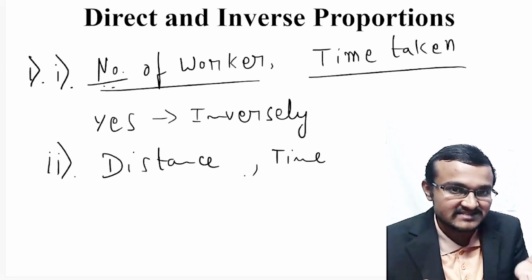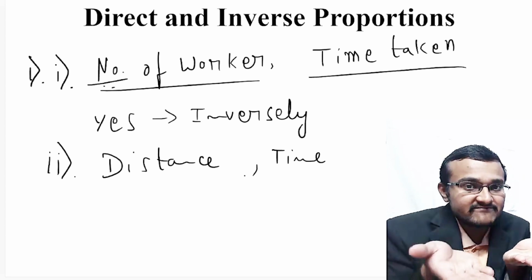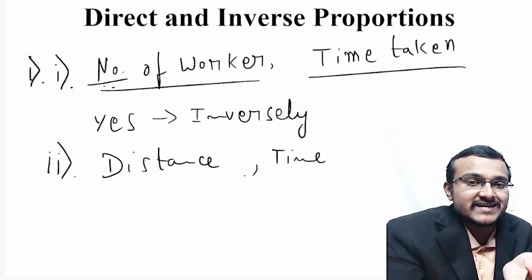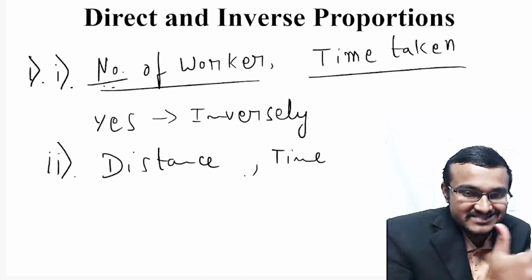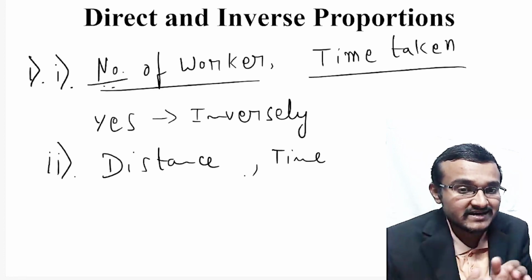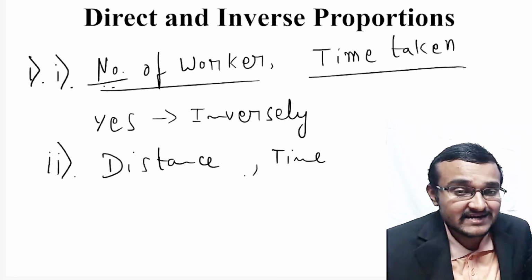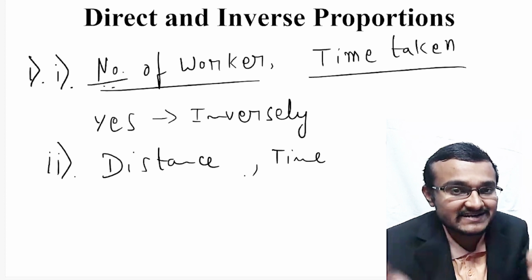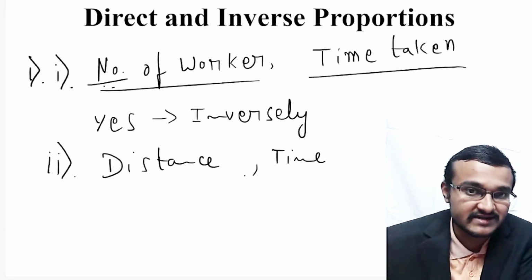That means as distance is going on increasing, time will also go on increasing, because when there is more distance, then you will take more time to cover that particular distance. So as distance is increasing, time is also increasing. That shows they are directly related to each other, because speed remains constant. So distance and time are directly proportional to each other in this particular case.